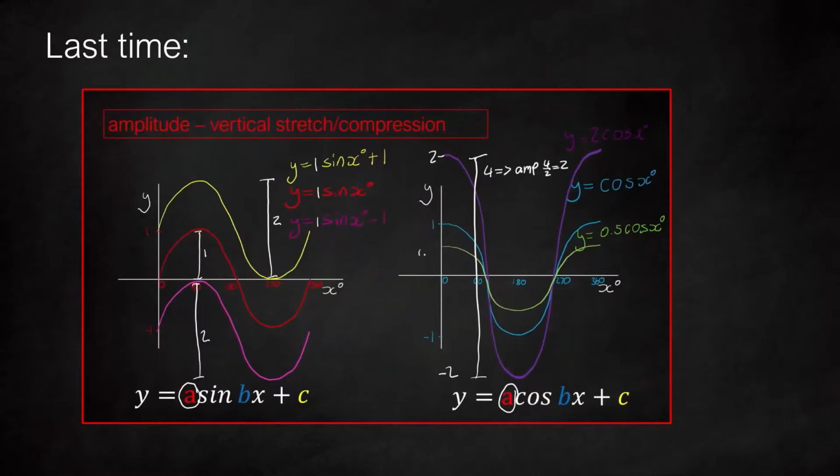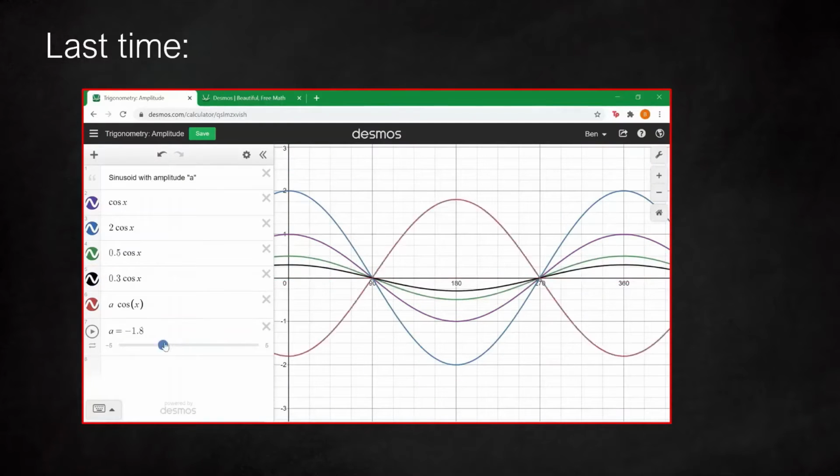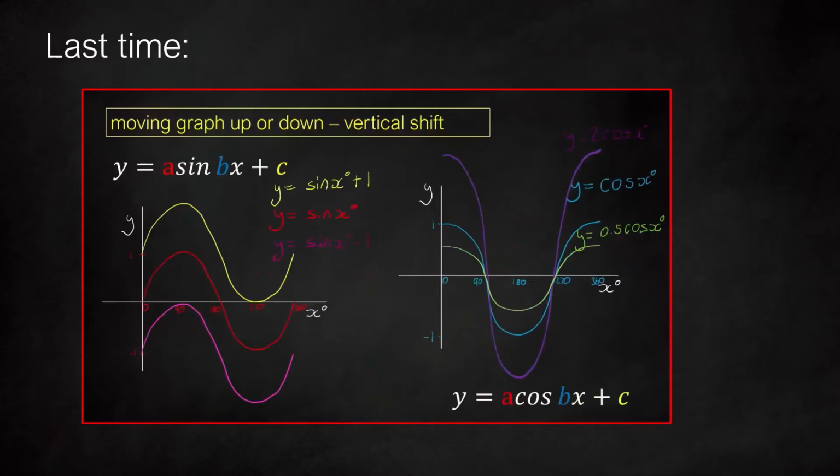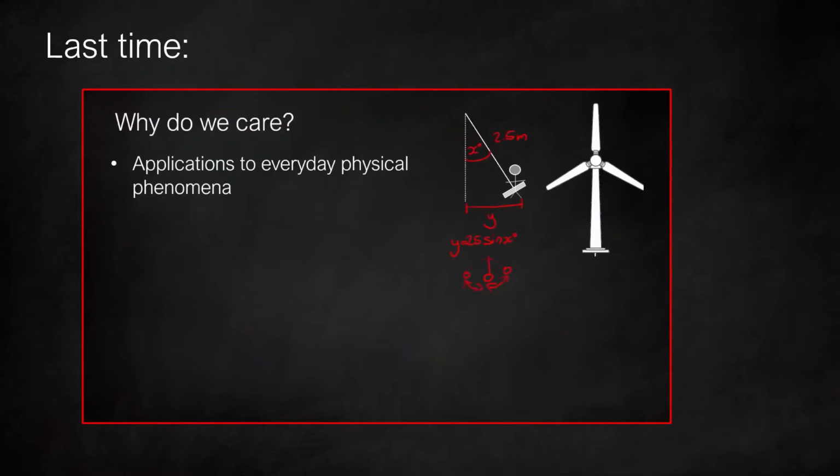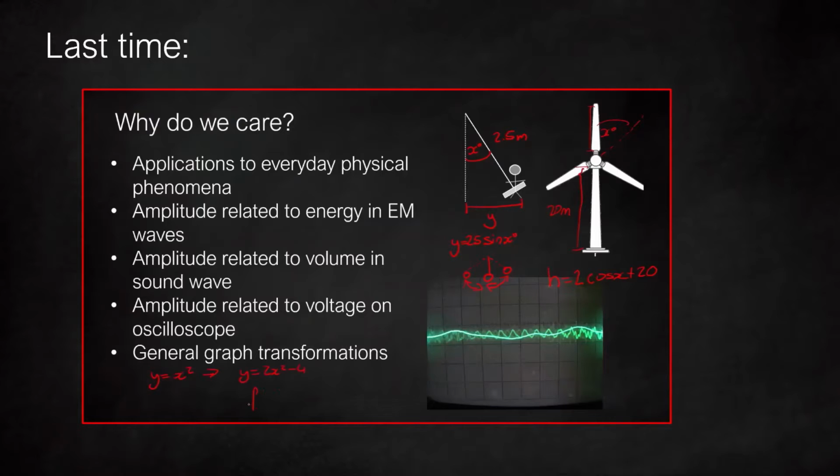And using Desmos, a graphing calculator, we explored vertically stretching and compressing the graph, and then we also looked at vertical shifts. And we finished with looking at some physical applications of what we've done, and mentioned that we'll do some more detailed examples and past paper questions in the examples video to follow this one.